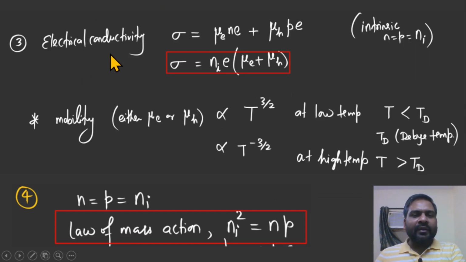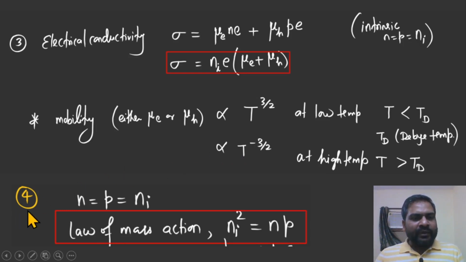Third point, electrical conductivity: sigma equals mobility multiplied by concentration multiplied by charge, for electrons and for holes. For an intrinsic semiconductor n equals p equals ni, so you can take ni outside: ni e times (mobility of electron plus mobility of hole). It is the electrical conductivity of an intrinsic semiconductor. We should know about mobility, either electron mobility or hole mobility. It increases initially when temperature is less than the Debye temperature, accordingly T raised to the power 3/2, and decreases further at high temperature, accordingly T raised to the power minus 3/2.